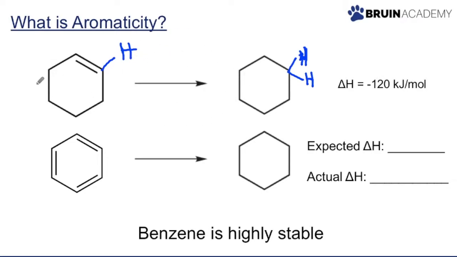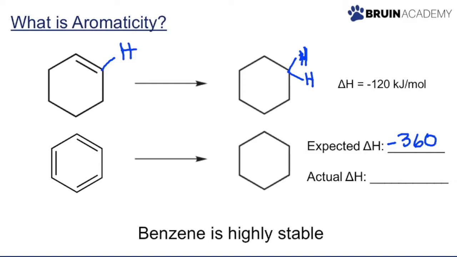This is something you'll learn more about in the next level of organic chemistry, but for our purposes today, we don't need to really know the mechanism. Just so you know, the reaction itself releases about 120 kJ per mole. Looking at benzene, since it has triple the amount of pi bonds as cyclohexene, you would think its expected delta H would be 3 times this amount, maybe around 360 kJ per mole.